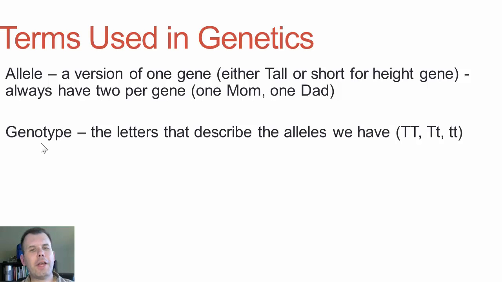Okay, the second definition that I really want you to know is genotype. Genotype refers to the letters of the alleles. Okay, and what we mean by that is that the letters describe the version that you have. A lot of times they're either capitalized or lowercase. The capital describes the dominant or the one you see more of, and the lowercase describes the one you see less of. All right, and so that's going to be one of those terms that we use throughout this whole lecture.